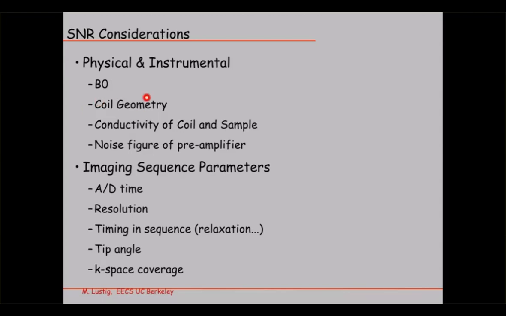So the geometry of the coil is important. In addition to this, actually, the type of coil that you have, for example, its conductivity, may affect the signal to noise ratio. So if you use a coil from a crappy conductor, you have a lot of resistance, and that will cause losses and potentially more noise in the image.